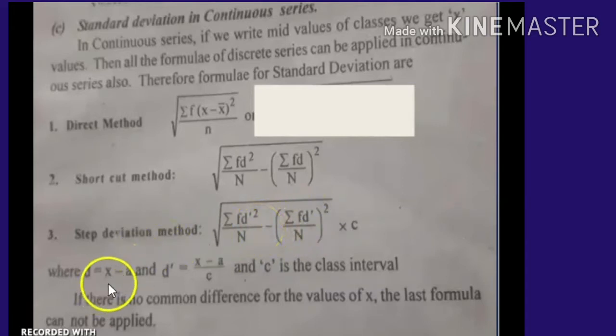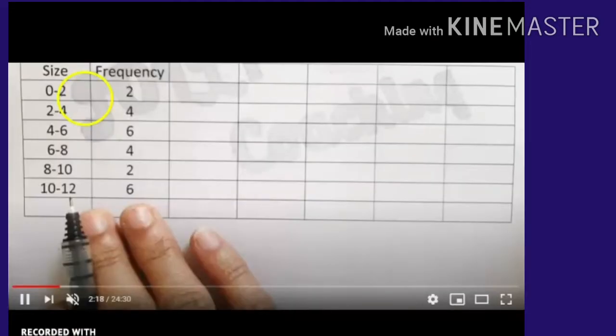Here d is equal to x minus a, and d dash is equal to (x minus a) by c, and c is the class interval. If there is no common difference between values of x, the last formula cannot be applied. That is one condition. Let's see the question now.